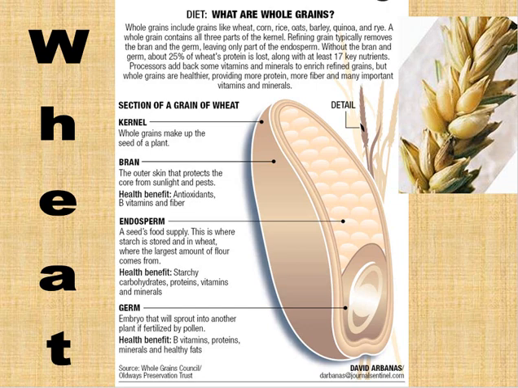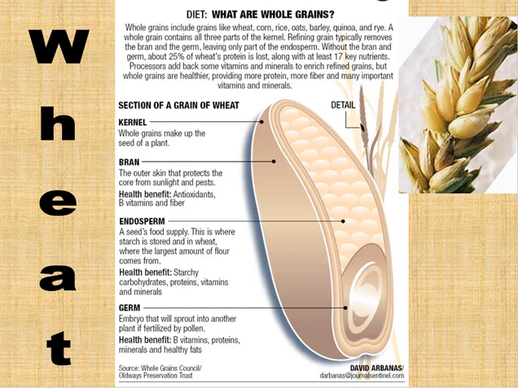Endosperm. This is the seed's food supply. This is where starch is stored in the wheat, and it's where the largest amount of flour comes from. Health benefits: this is your starchy carbohydrates. You have protein, vitamins, and minerals inside the endosperm.